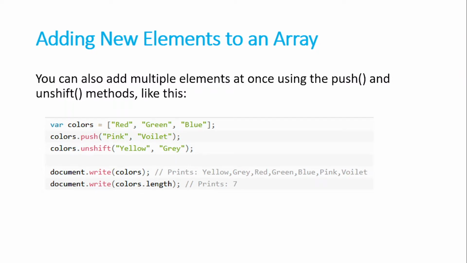We can also add multiple elements at the same time. You can see this push method is adding pink and violet at the end. And this unshift method is adding yellow and gray at the start. Now the total length is 7, 3 and 4 elements, total 7 elements. So this way you can add multiple elements at the same time by adding a comma in between.